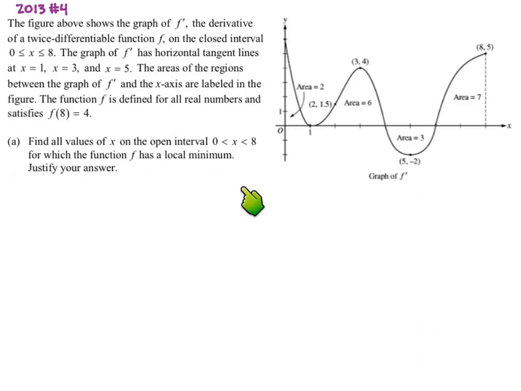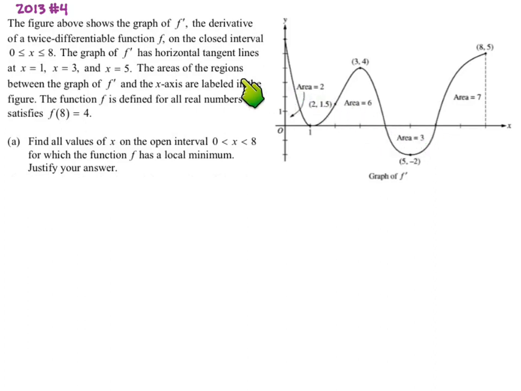What I notice here is that we don't have endpoints in part A because this is an open interval, so we don't have to consider those. Our critical points are going to be when x equals 1, when x equals 4, and when x equals 6, because that is when f prime is equal to 0.